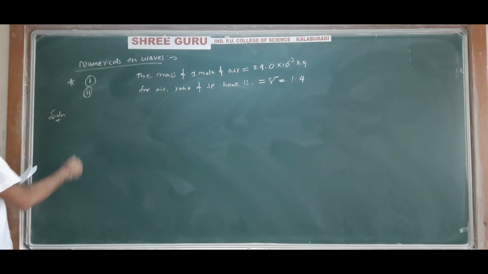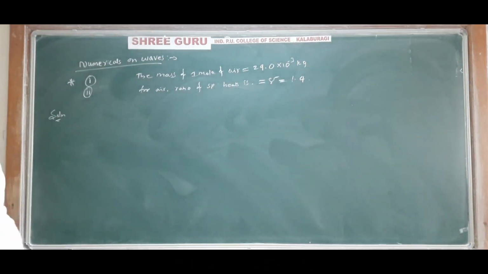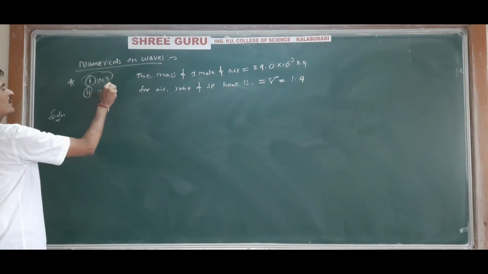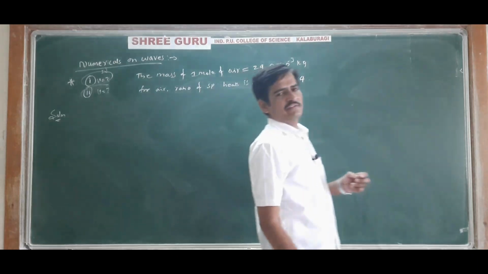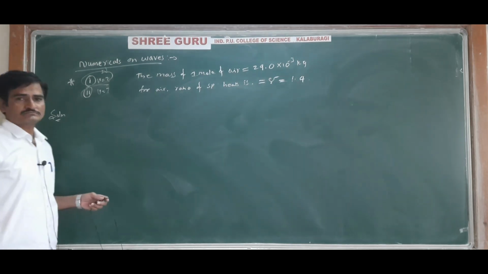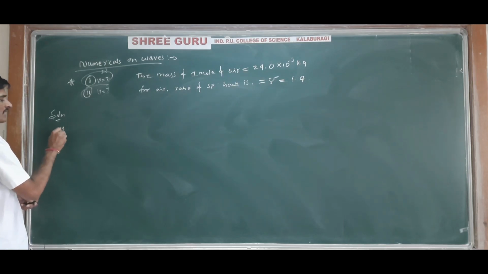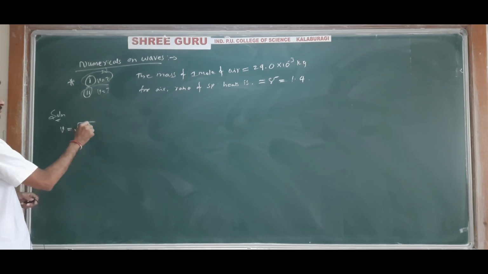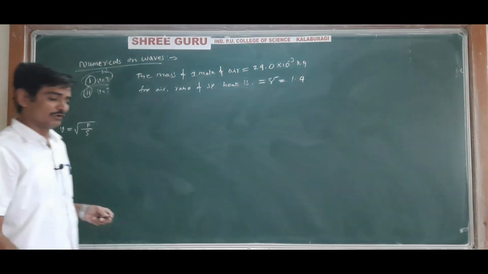Now the solution. In the question they are asking to find the velocity of sound in air by using Newton's formula and by using Laplace formula. First they are asking by using Newton's formula. After that, by using the Laplace formula. We already studied in the theory classes that the velocity of sound in air according to Newton is given by V is equal to under root P divided by rho. P is pressure. At STP pressure we know, but density we don't know, so density we have to calculate.